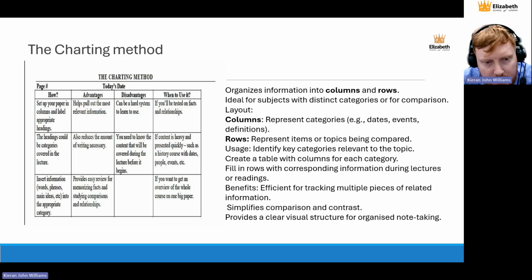So again, if you know the structure of the lecture that you're going to be attending, and you know that there could be 4 different sections that they will talk about, then the idea of using rows and columns may be more useful for you there. Okay, so this will help you to look at comparisons and contrasting different ideas.